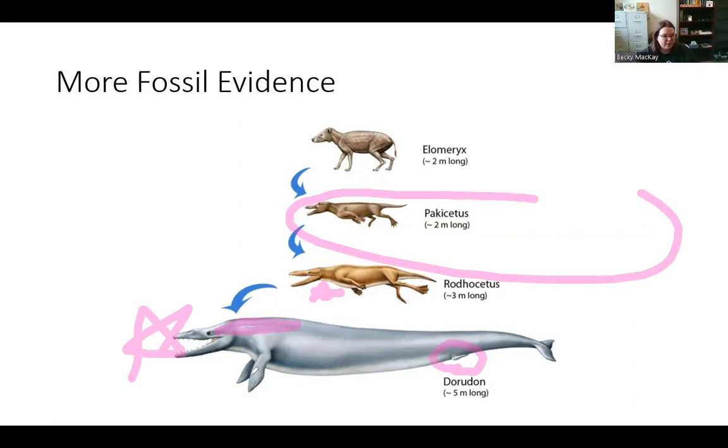Its front paws have become more and more flipper-like, and its tail has become much, much bigger. And again, we have fossils of all of these that show that transition from a mammal that was terrestrial and has moved to become aquatic, like the whale.